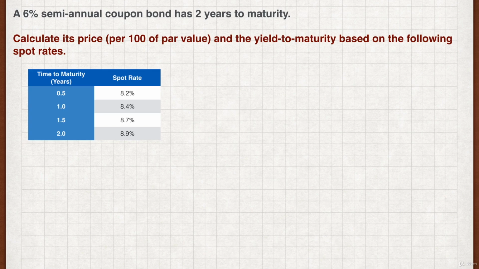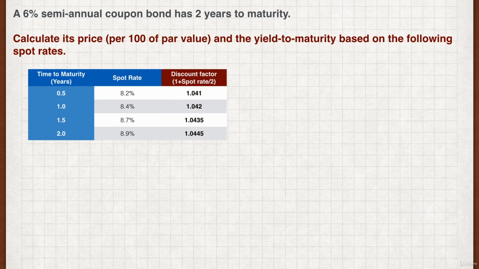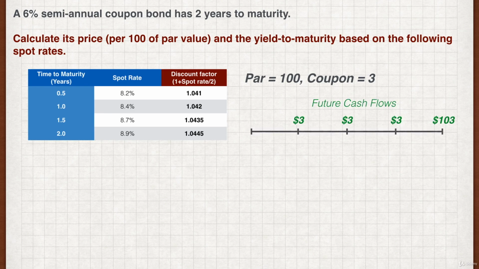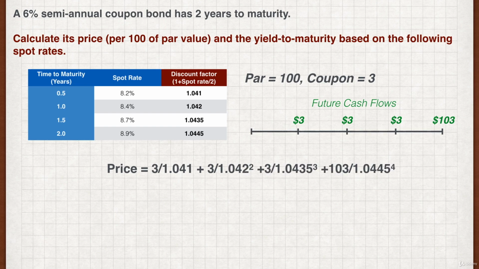And we're back. As this is a semi-annual coupon bond, each period is half a year. Remember to divide each of the spot rates by 2 to get the appropriate discount factors. Also, par value is 100. The coupon per half a year is half of 6%, which is $3 per period. So the 4 future cash flows we have are $3 for the first 3 periods and $103 at maturity. Discounting all the future cash flows by the appropriate discount factors, we get a price of $94.82 for the bond.